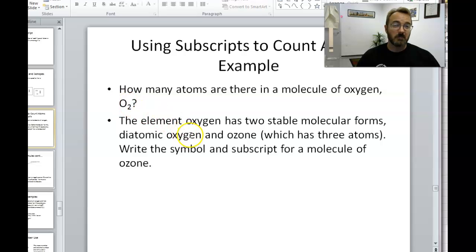Okay. Using subscripts to count atoms, remember if you have a subscript, that tells you how many, but you can also have a subscript on the outside of a parentheses, and that'll tell you all of the things inside the parentheses are repeated however many times the subscript says. There's a little working on your own question there.